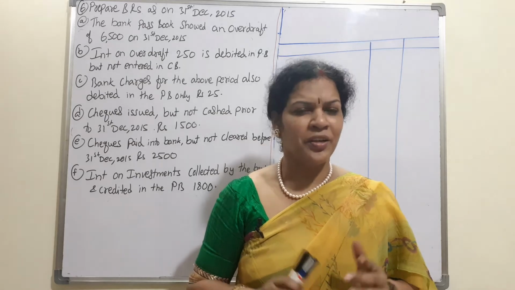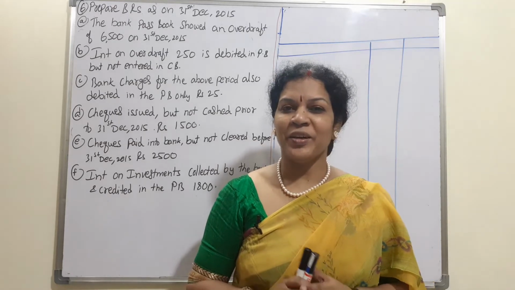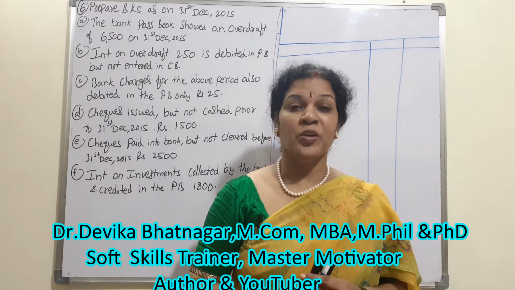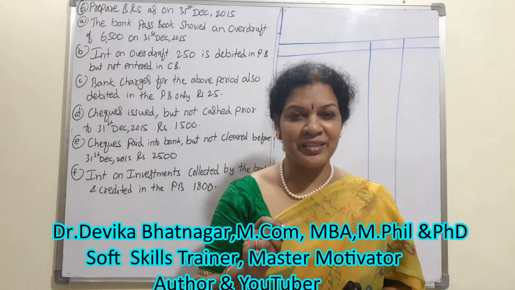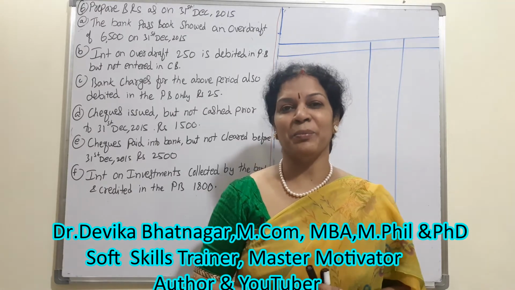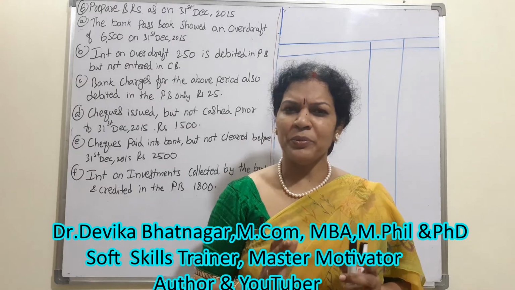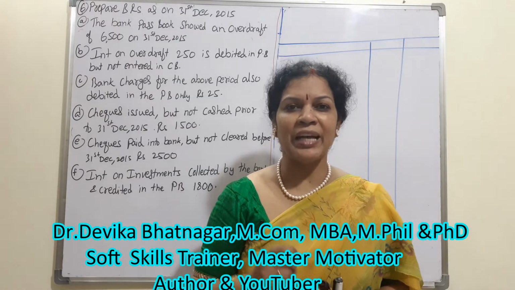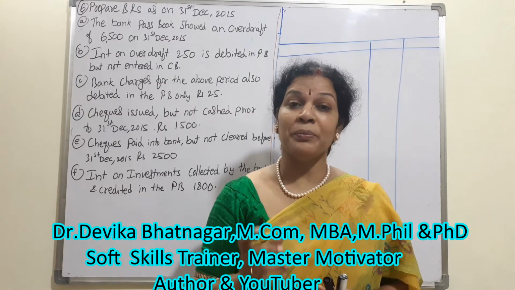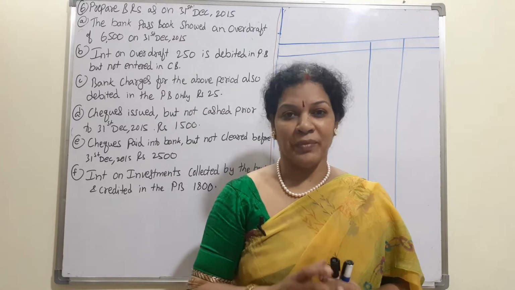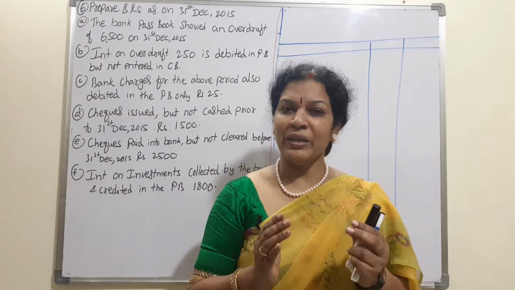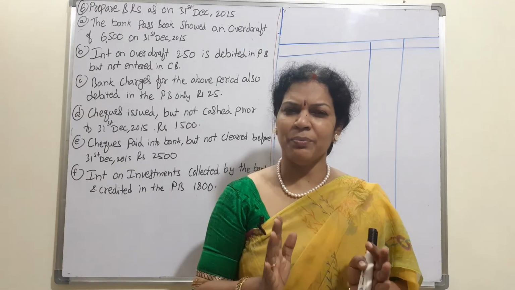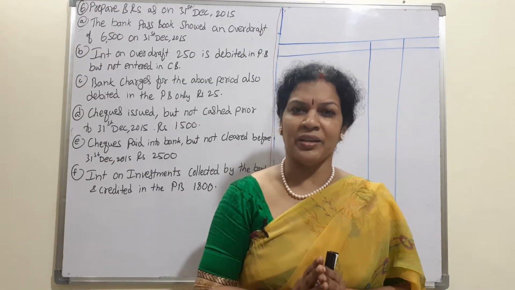Hello dear students, today we'll see the BRS overdraft problem. If you can understand overdraft, the entire BRS is completed. Overdraft balance means the bank is showing more withdrawn than the balance we had, that is shown as overdraft. Overdraft means it is a liability. So whenever we get an overdraft balance, simple, we have to see the same book only.